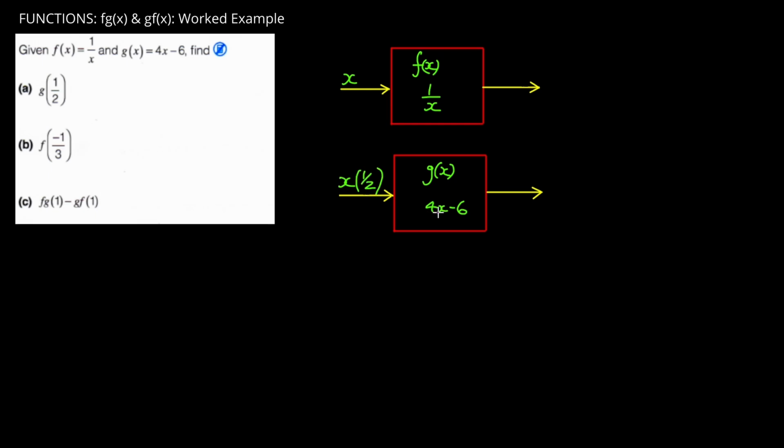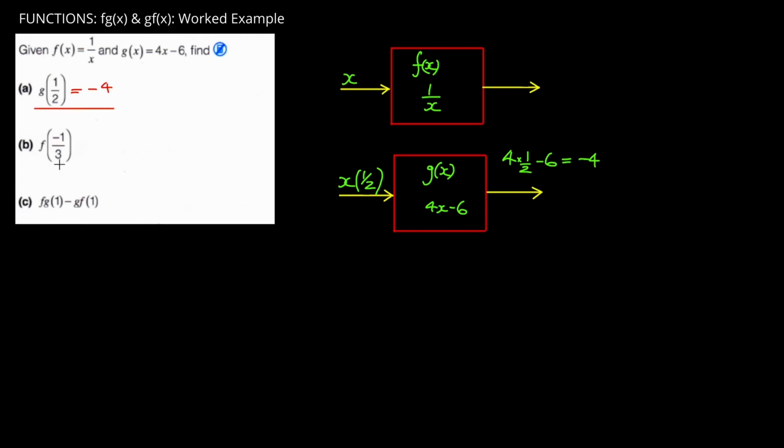So wherever we see an x in the function's rule, we must write a half. So this is 4 multiplied by a half minus 6. And that's equal to 4 times a half is 2. Take away 6, we get negative 4. So this is equal to negative 4. And that's the first of the answers.